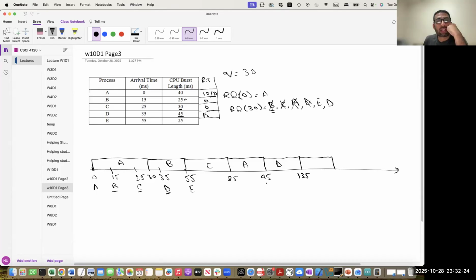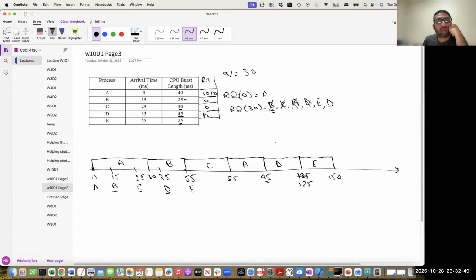Yeah, but is this correct? 95 plus 30, I think it's 125. 125, sorry, thank you for the correction. Then E is allowed to run for 30 time units, but its burst time is only 25. So 125 plus 25 is 150.